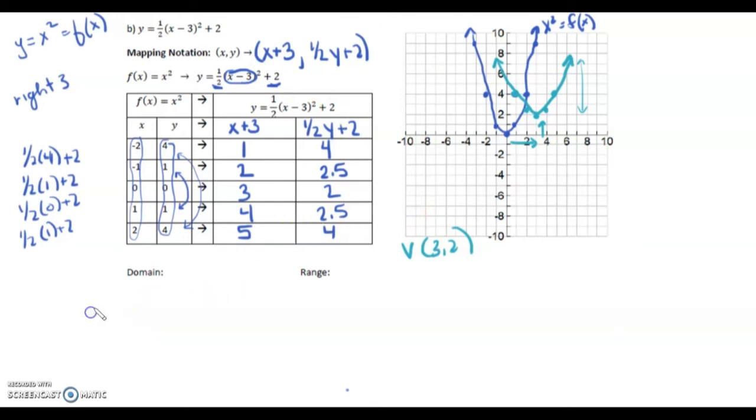So domain and range. Our domain and range for this is going to depend on where the actual vertex is, and then whether or not we open up or down. So the domain is x is an element of the real numbers. It's going to hit every number to the left and right. It's going to go from -infinity to infinity. And the range is going to depend on that optimal value. If you're doing h, k, in our case now we're calling it c, we're going to start at this 2, and we're going to go up. So y is going to be greater than or equal to 2.